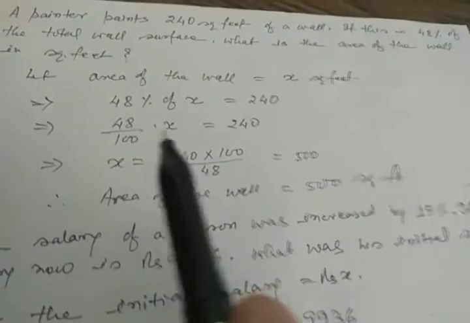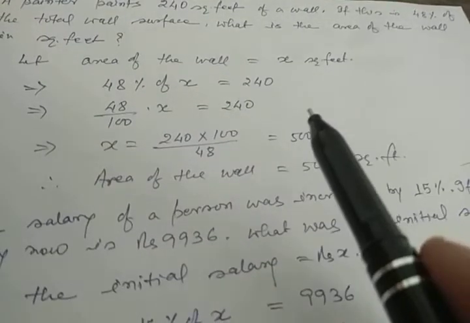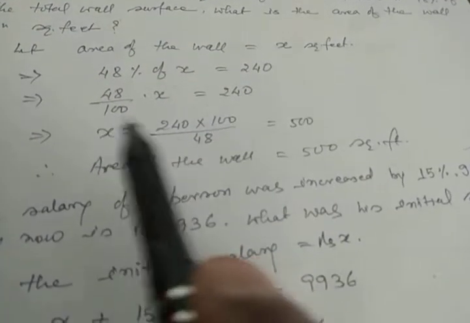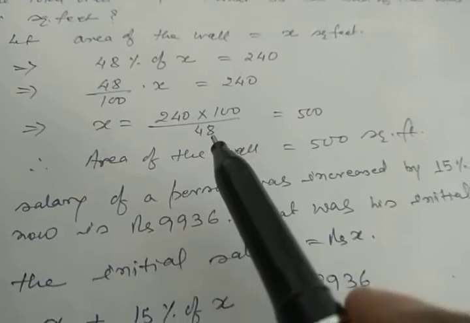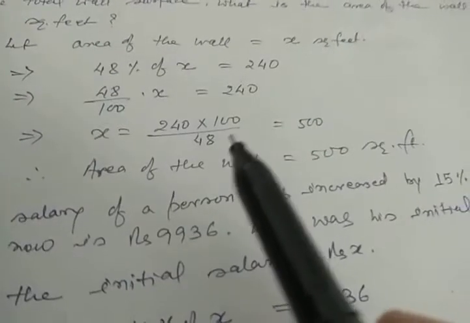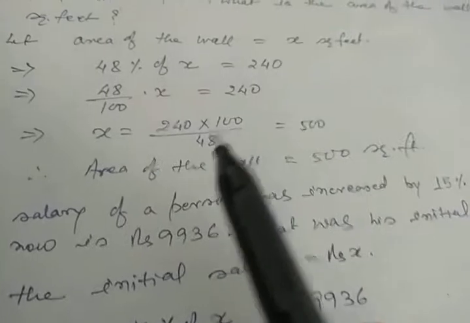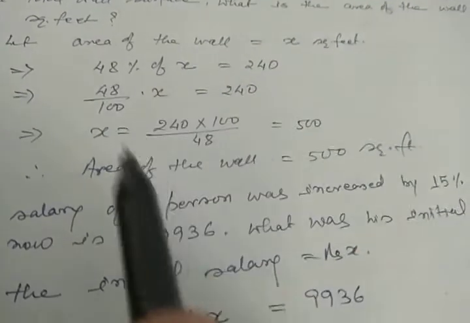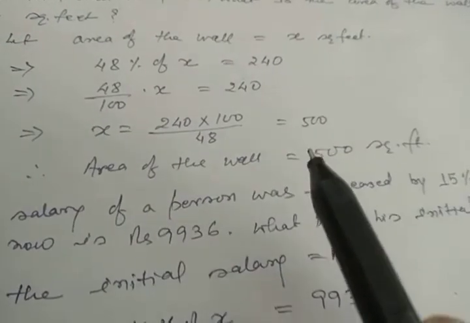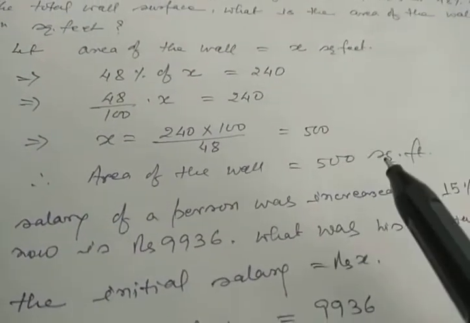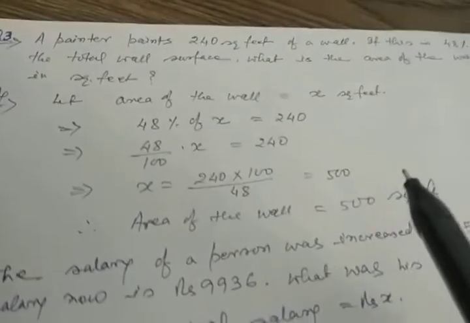Now here you can calculate easily. 48 by 100 into x is equal to 240. So x should be equal to 100 in multiplication, 48 in division. I think you know the equation also. You have learned linear equations in one variable in class 6, also in class 7. So if you simplify it, you will get 500. So the area of the wall is how much? 500 square feet. Is it clear? Now come for the next question.